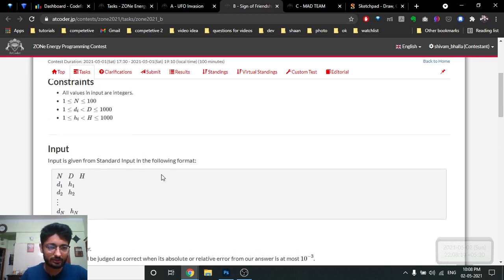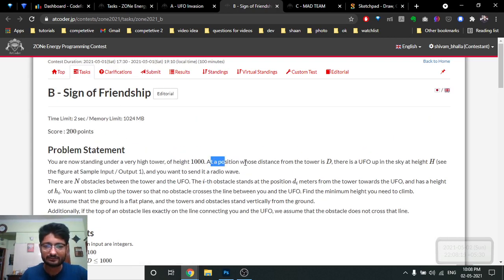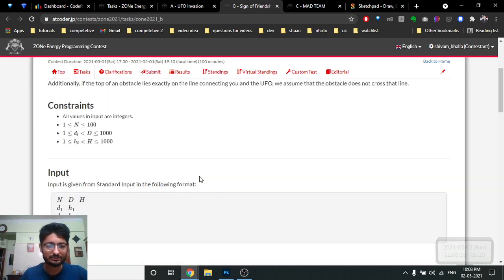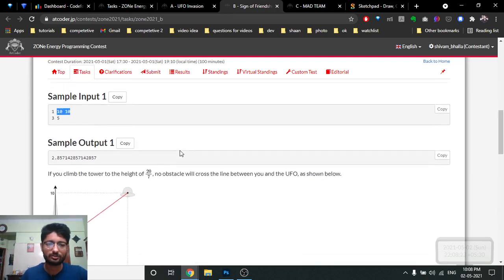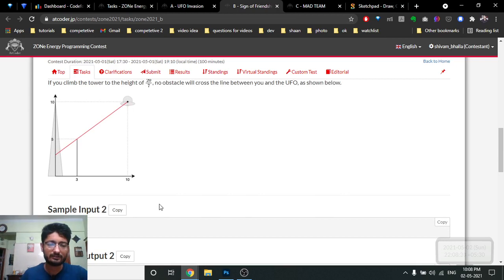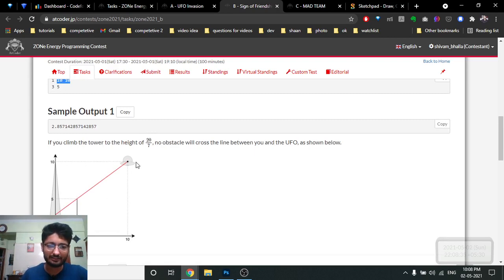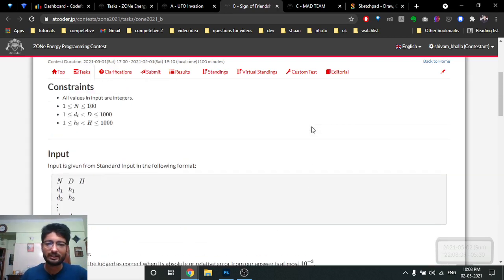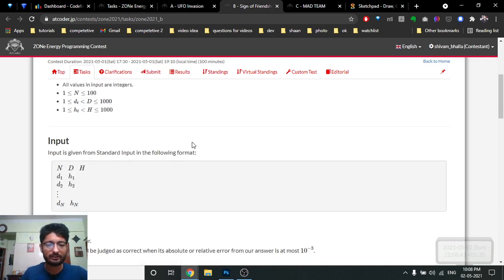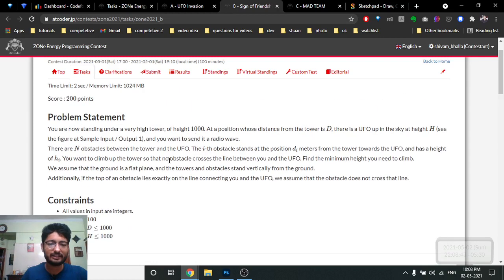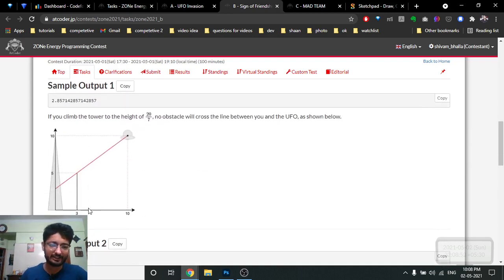Okay, so the UFO is at a distance d from the tower and height h. As you can see, this is the distance and this is the height. So it means that it is a height and distance of 10. The distance between the tower tip and the UFO, horizontally, is 10. So that's the distance. Now it states that there are n obstacles between the tower and the UFO. The ith obstacle is at a distance of di and height hi. So there are different obstacles.